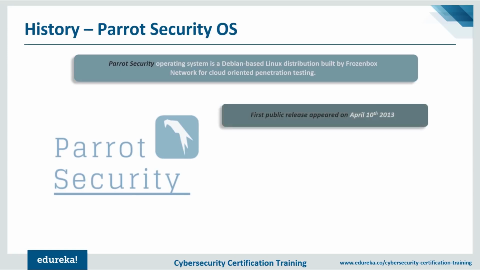The first release of Parrot OS appeared on April 10, 2013. Originally, it was developed as part of Frozen Box. Now it has grown to include a community of open source developers, professional security experts, advocates of digital rights, and Linux enthusiasts from all over the world.